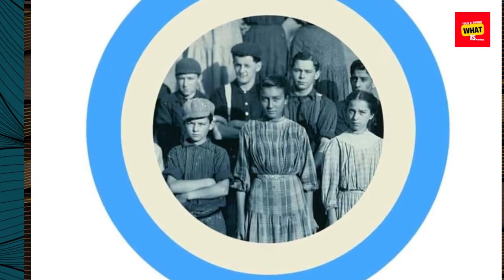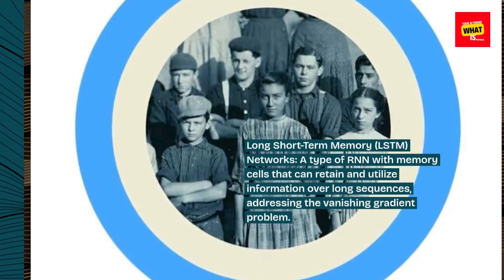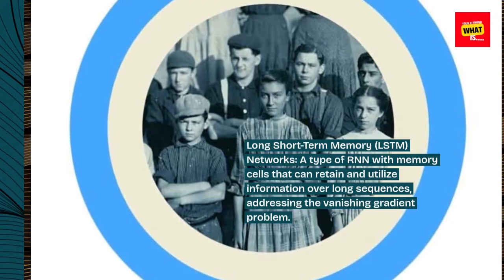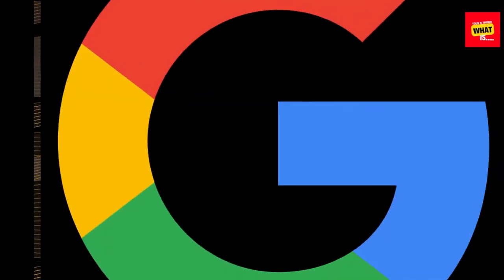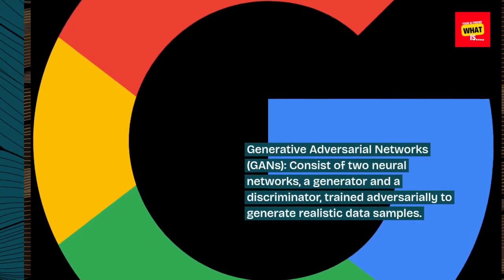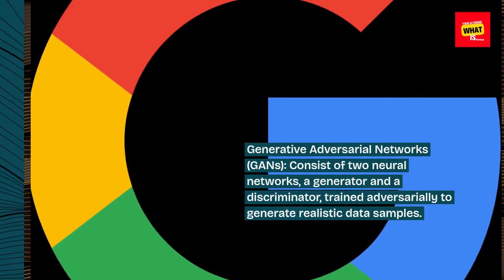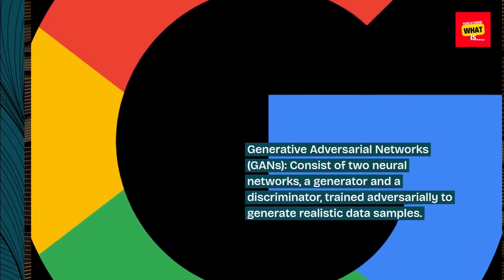Long short-term memory, LSTM, networks, a type of RNN with memory cells that can retain and utilize information over long sequences, addressing the vanishing gradient problem. Generative adversarial networks, GANs, consist of two neural networks, a generator and a discriminator, trained adversarially to generate realistic data samples.